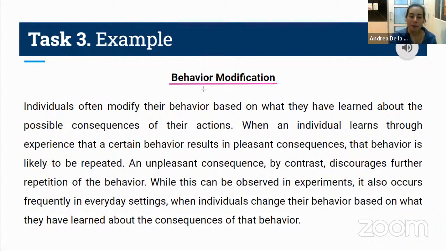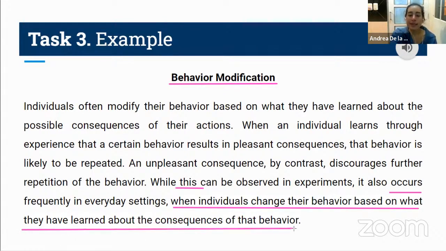I would suggest most of the time you have these important, common words that tell you where the definition is. So it could be in the first sentence or it could also be in the last. If you look at this, it says behavior modification can be observed in experience. It also occurs frequently in everyday settings when individuals change their behavior based on what they've learned about the consequences of that behavior, right? So both the first and the last are great.